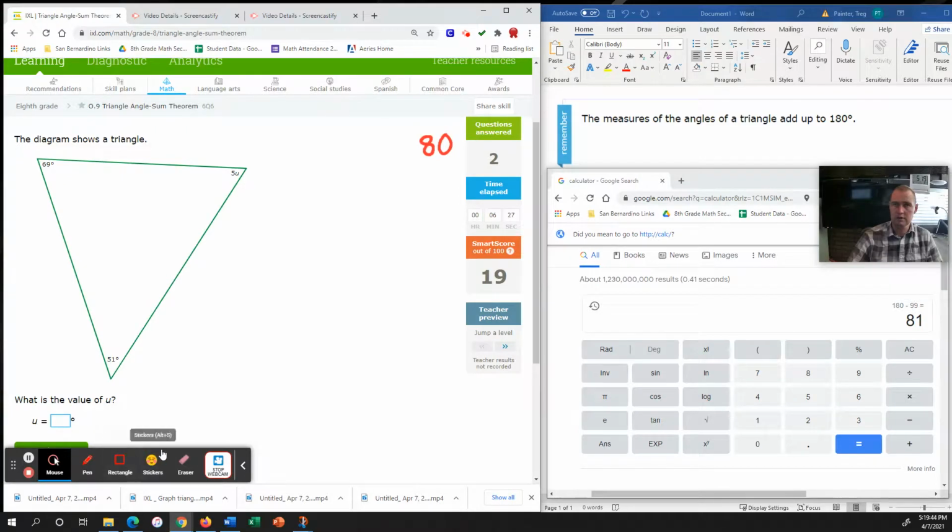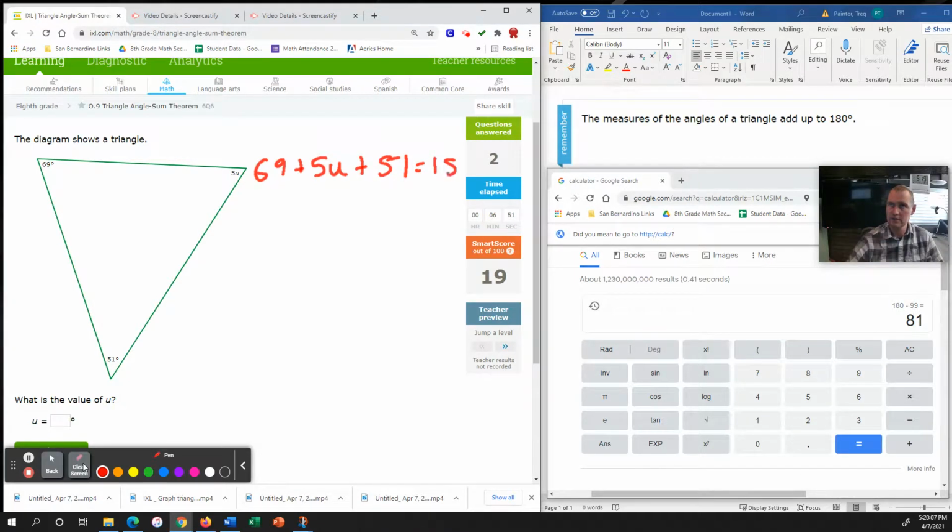All right, we're doing really good so far. We want to keep up the momentum. Okay, here we go. We got our 69 plus 5u plus 51 equals 180 degrees.